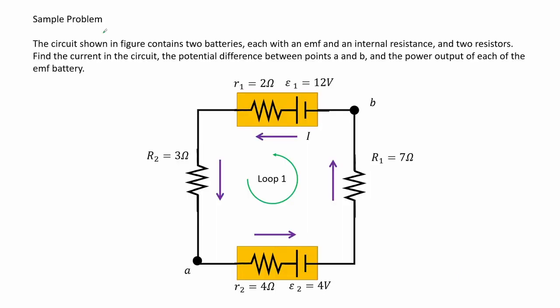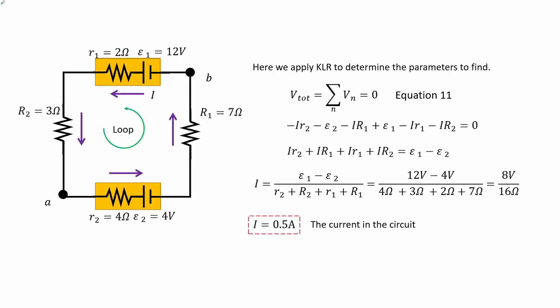Sample problem. The circuit shown in figure contains two batteries, each with an EMF and an internal resistance, and two resistors. Find the current in the circuit, the potential difference between points A and B, and the power output of each of the EMF batteries. Here we apply Kirchhoff's loop rule to determine the parameters using equation 11. We see that the current equivalent is 0.5 amperes.